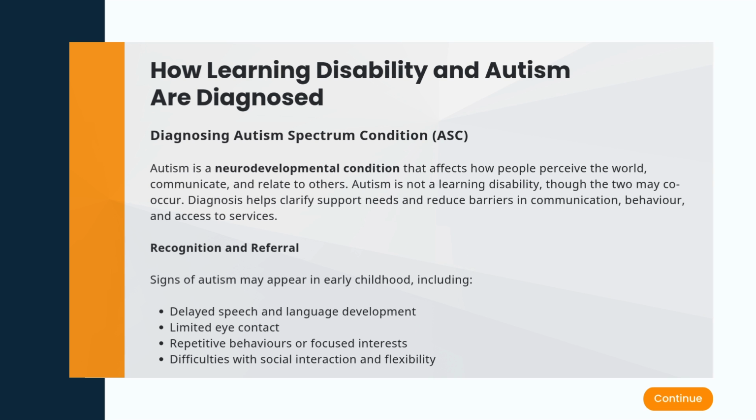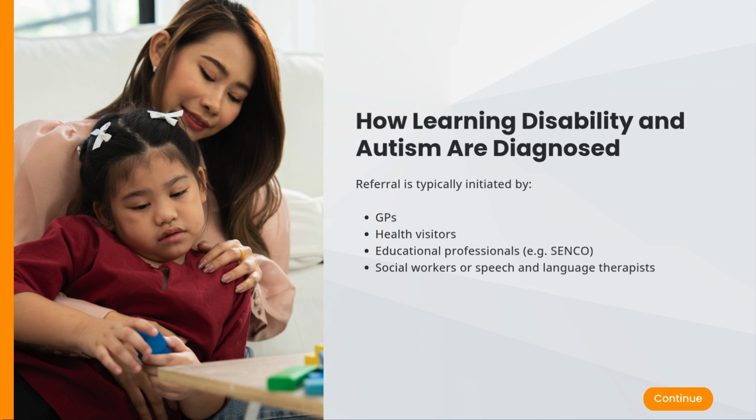Recognition and referral. Signs of autism may appear in early childhood, including delayed speech and language development, limited eye contact, repetitive behaviors or focused interests, difficulties with social interaction and flexibility. Referral is typically initiated by GPs, health visitors, educational professionals, for example, SENCO, social workers or speech and language therapists.